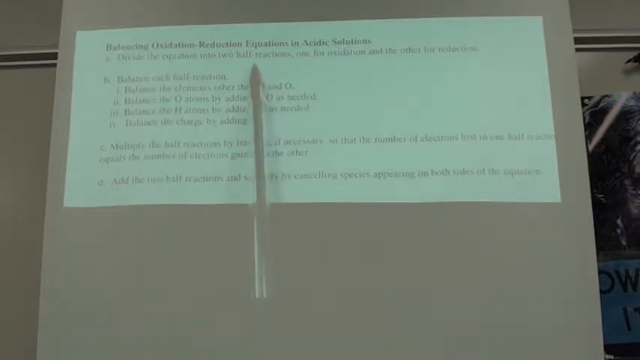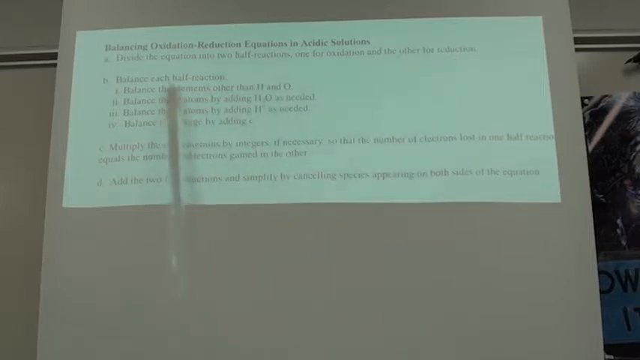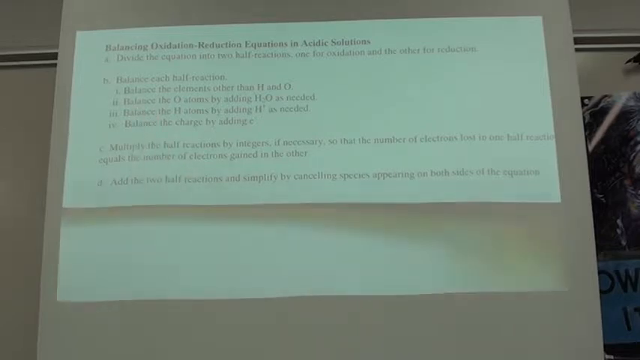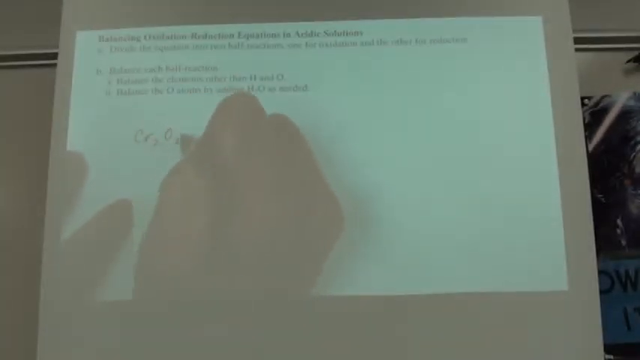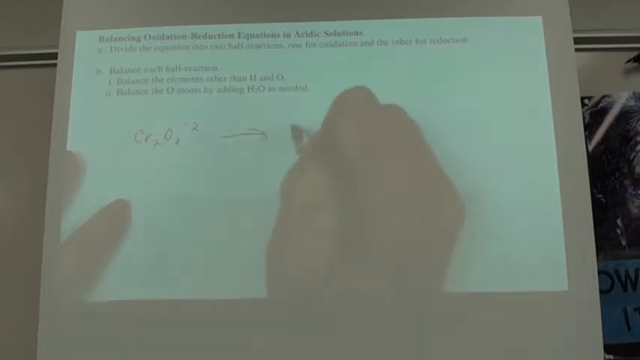Divide the equation into half reactions, one for oxidation, one for reduction. Balance each half reaction this way. First, balance the elements that are not hydrogen and oxygen. Then you balance the oxygen atoms by adding water as needed. I don't get that. Oh, look. Let's say you have this going to this.